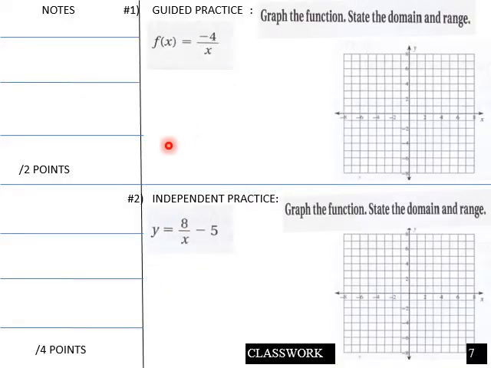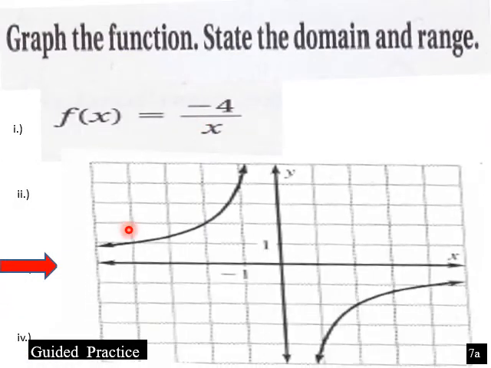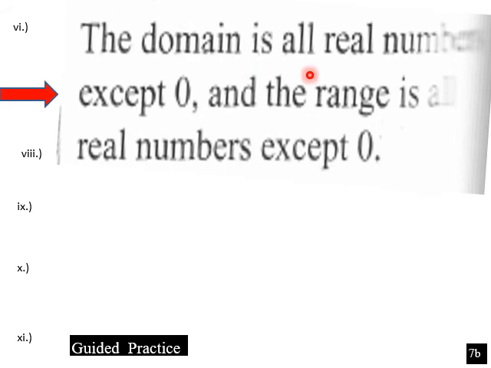Now our guided practice here. Graph the function -4 over x. Students, this is for you to graph here. Y equals 8 over x minus 5. So for a guided practice, we have f of x equals -4 over x. This will be the hyperbola here. We have a branch over here and then a branch over here. We're in quadrants 2 and 4 now with our graph. The domain is all real numbers except 0, and the range is all real numbers except 0.